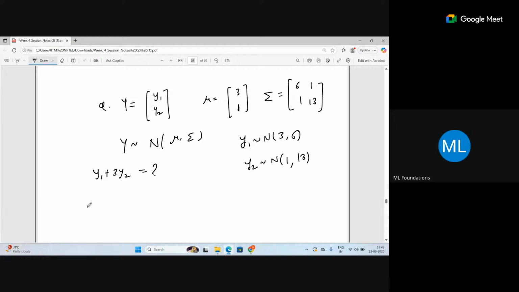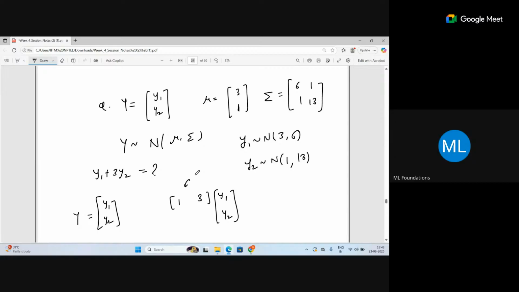Okay, let us try to see that. This is y1, this is y2, right? This is the vector y, which consists of these two random variables, y1 and y2. How will you write y1 plus 3y2? I can write it as the row vector (1, 3) times the column vector (y1, y2).